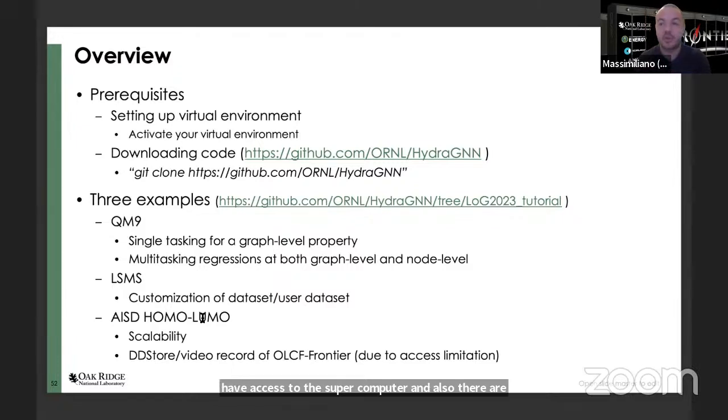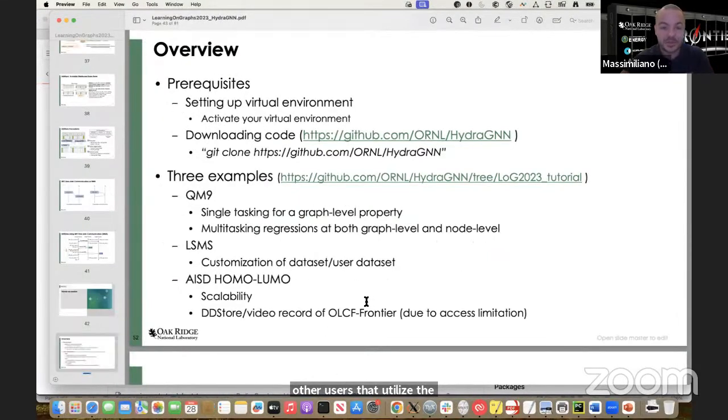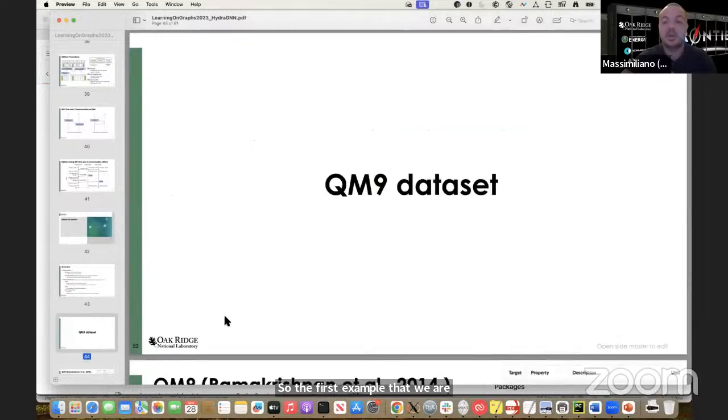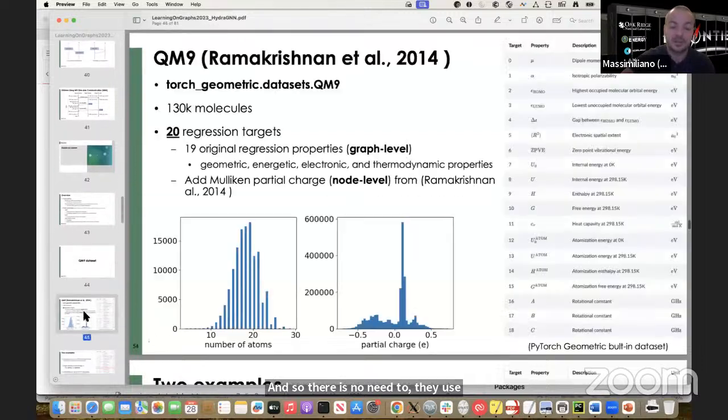There are also job scheduling policies on the supercomputer itself, so if you submit a job right now, it doesn't necessarily mean it's going to be picked up immediately. It depends on the priority of other jobs submitted by other users of the supercomputer as a shared resource. The first example that we are going to show is the QM9 dataset, a very simple computational chemistry dataset available open source. We start with this example because the dataset is already available through the PyTorch Geometric dataset capabilities, so there is no need to use raw files from the quantum mechanical code, because PyTorch Geometric already gives you the prepared, standardized dataset.